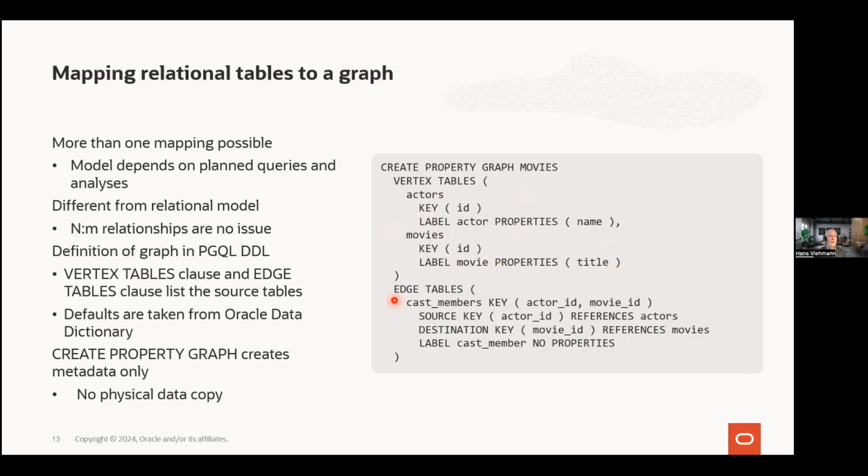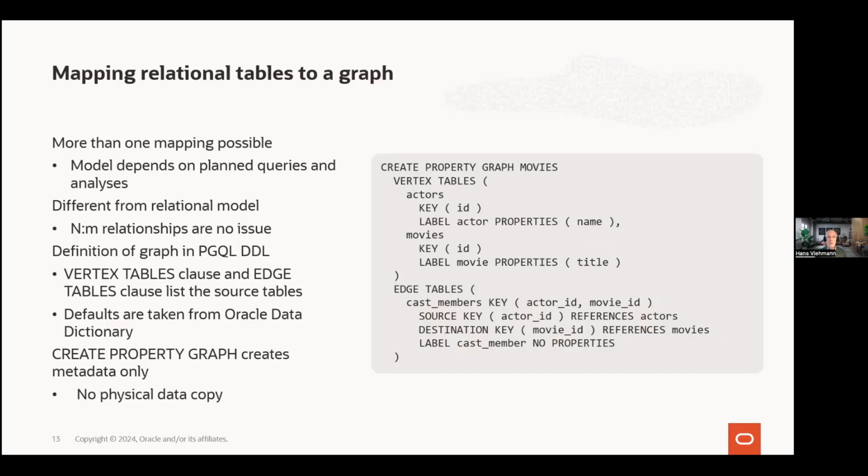And whenever there is an entry in the cast members table, we are creating an edge which connects the actors, starting from the actors, because that's the source key, to the destination key, which is the movies. So this is essentially how we map the tabular data structures to the graph. And as you could see, in this kind of many-to-many relationship with the intermediate table, that intermediate table goes away and just becomes an edge.